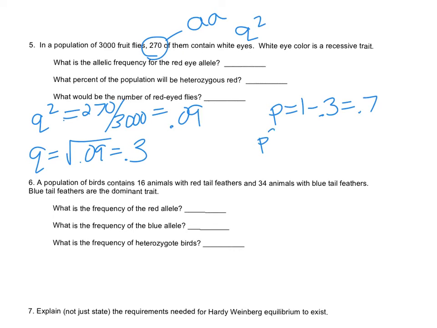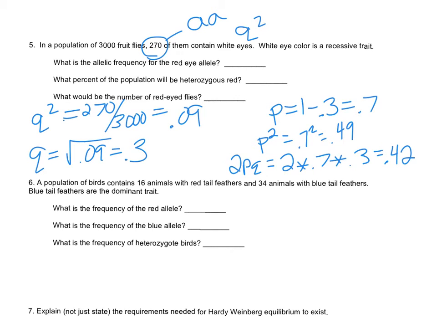P squared would then be 0.7 times 0.7, meaning 0.7 squared, which is 0.49. And then I can solve 2PQ, which would be 2 times 0.7 times 0.3, which would give me 0.42.